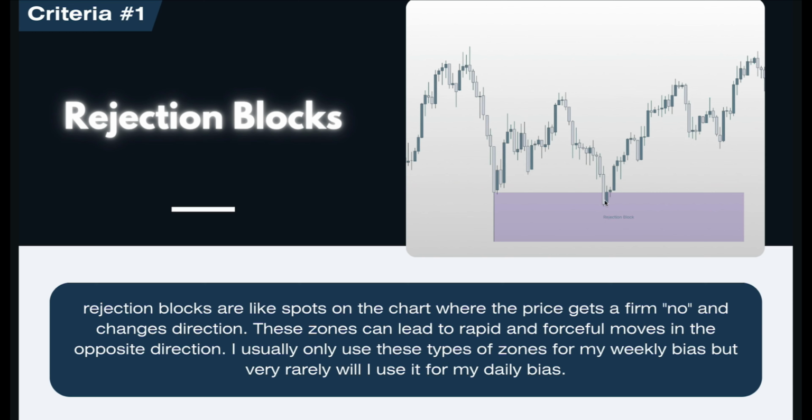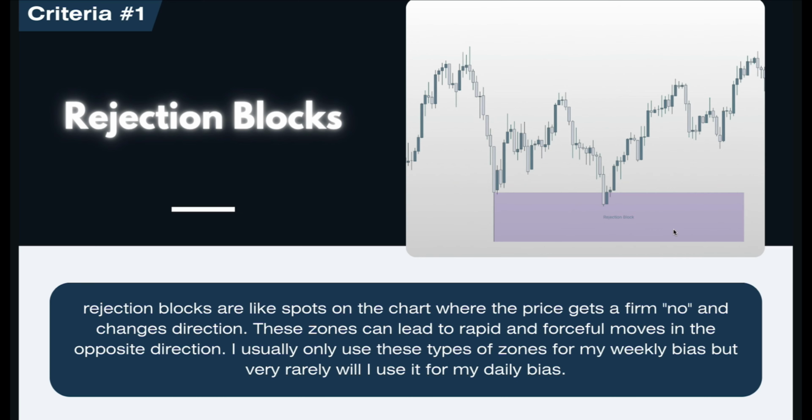Usually that is the best way to use them, but in this case I still think that price rejected off it fairly quickly, because as soon as this bearish candle closed, a bullish one opened and closed bullish, and we only had bullish movement after that. That's why I consider it a rejection block.